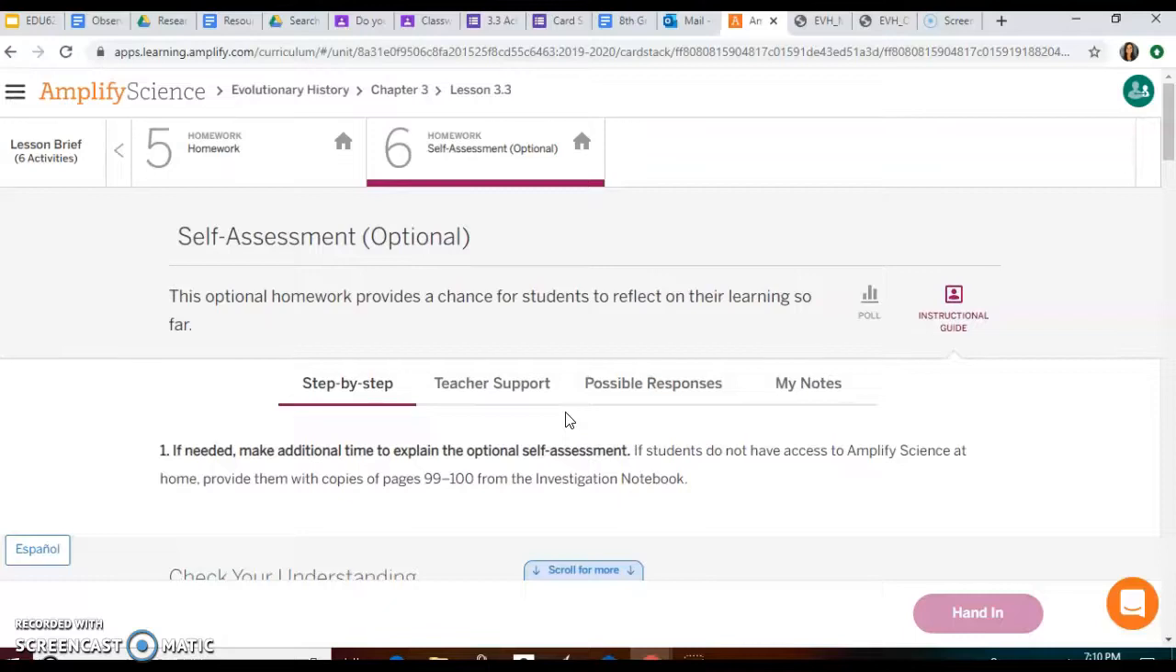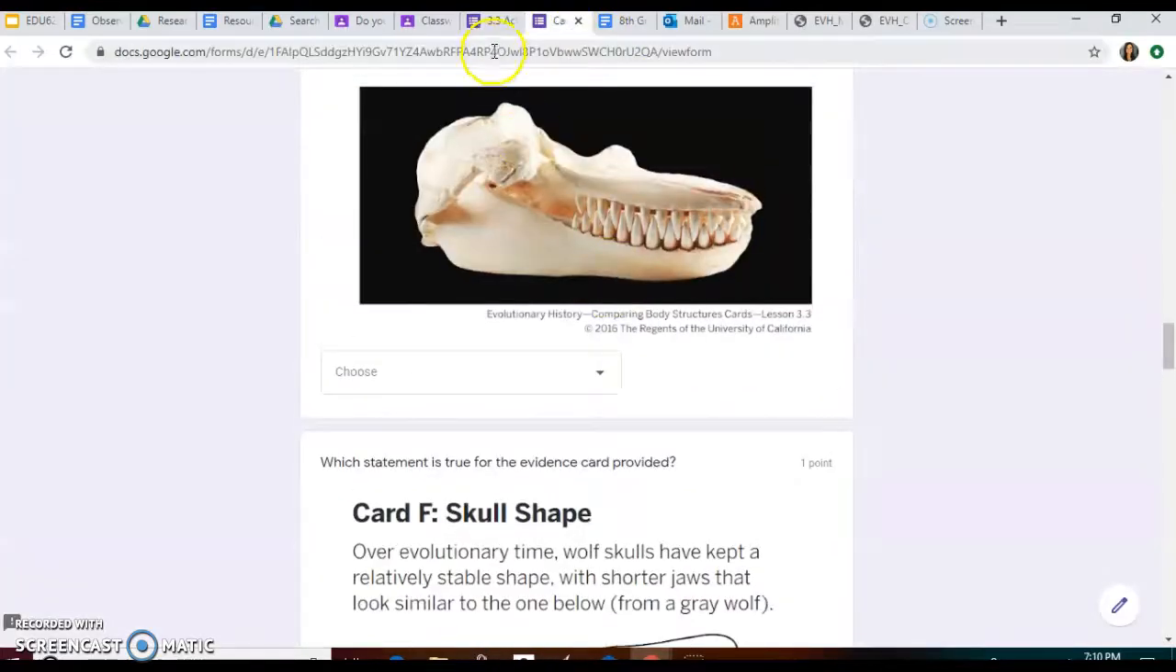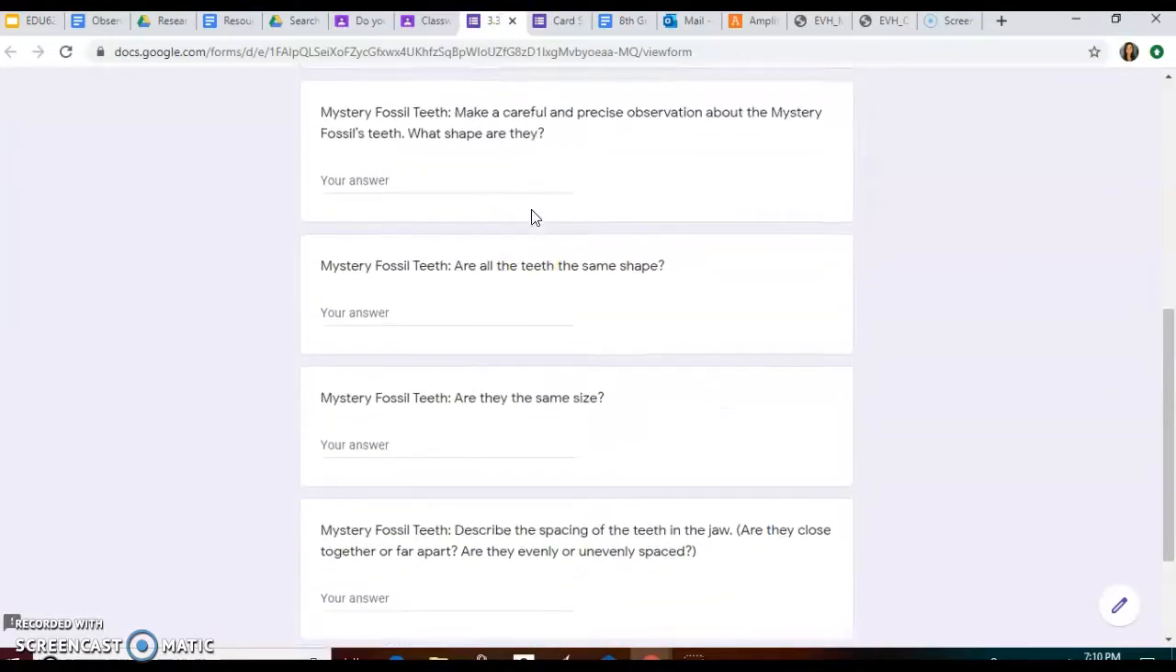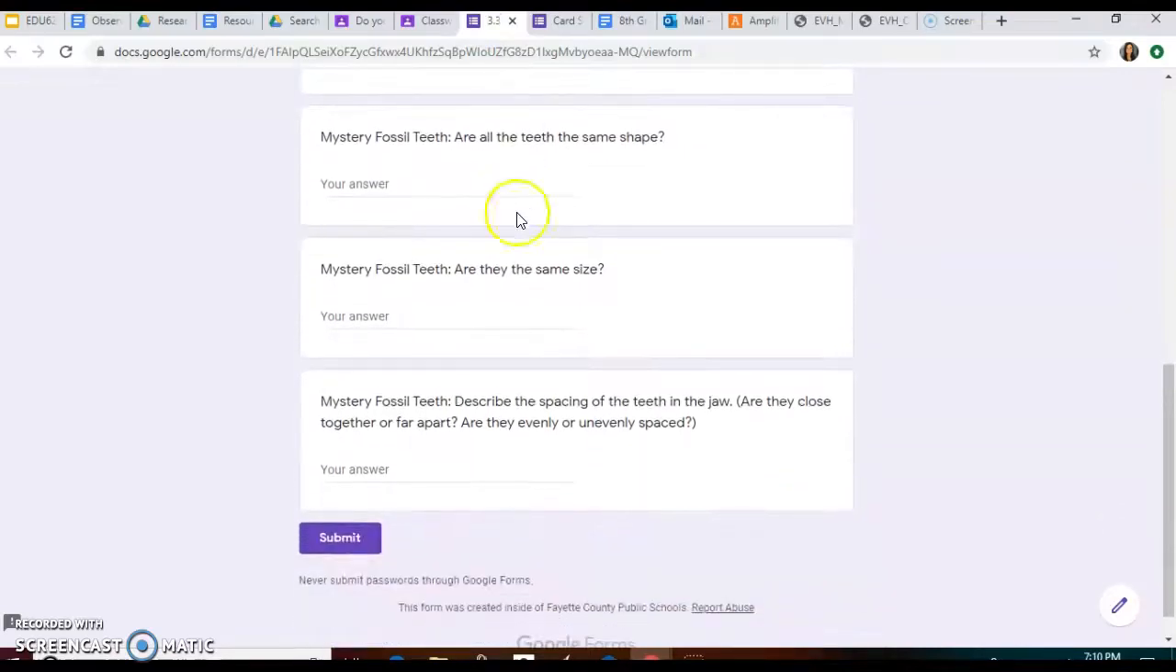And once you've done all those things, make sure you've handed in everything. Make sure you have completed these 2 Google forms and handed those in. And then you're good to go. And that'll do it for day 5 and 6.